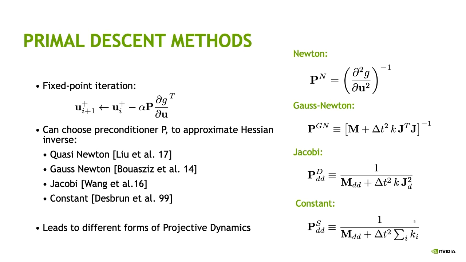So if we choose P as the Hessian inverse, we get a Newton method. If we approximate that with quadratic potentials, we can get a Gauss-Newton method. And the method that we focus on most closely in this work is the method presented by Wang et al., which is a diagonal approximation of this Hessian. So this gives rise to a Jacobi-style method, and they show that actually this is in fact a special case of projective dynamics.